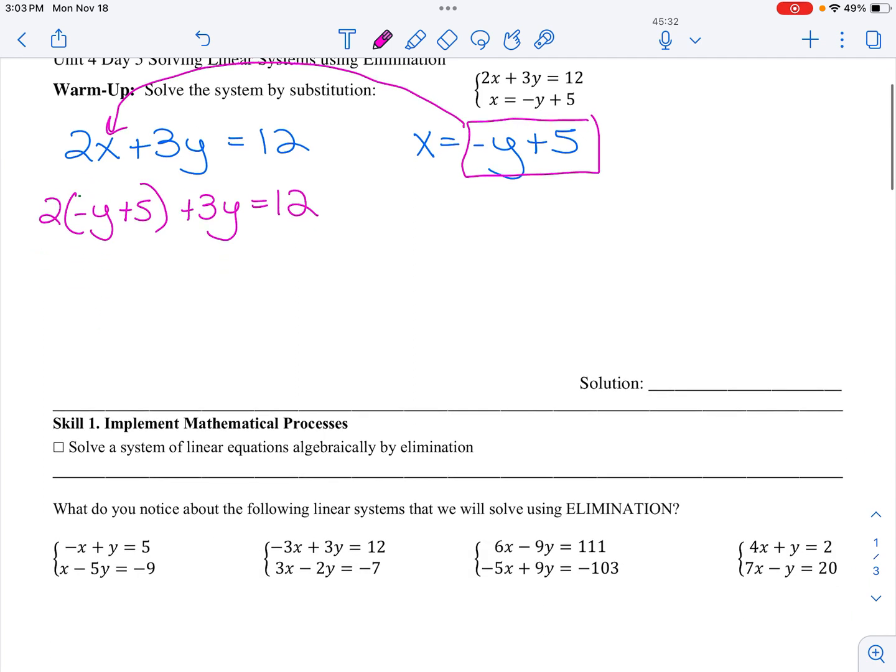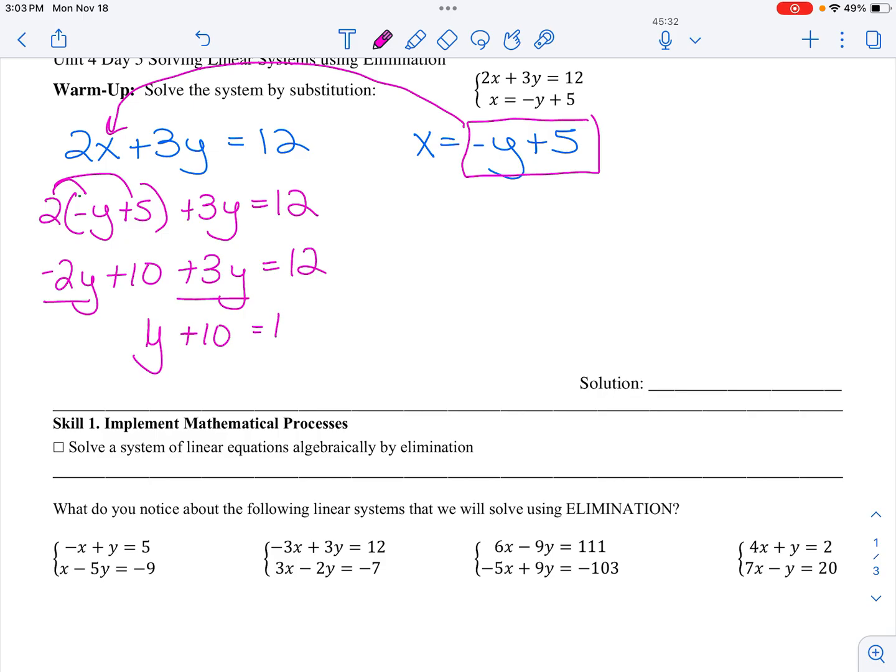And now I'm going to take my time, do my algebra skills, distribute my 2. Then I'm going to combine like terms. I have a negative 2y and a positive 3y. That would be a y plus 10 equals 12. Subtract 10. I'm getting y to be 2.